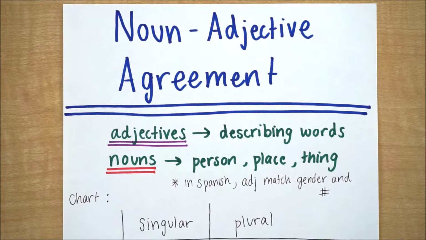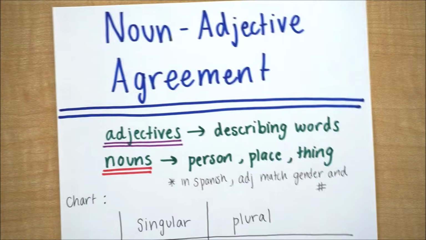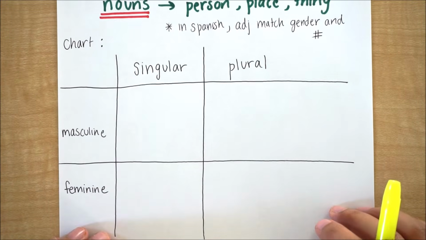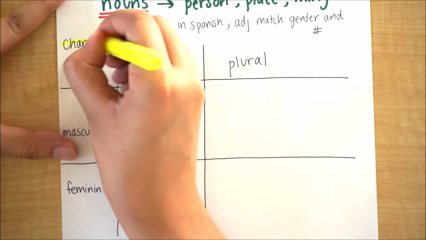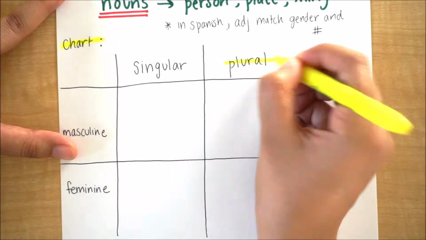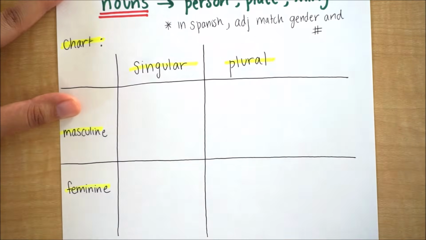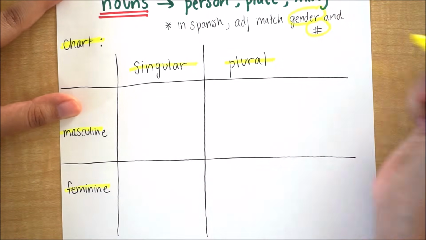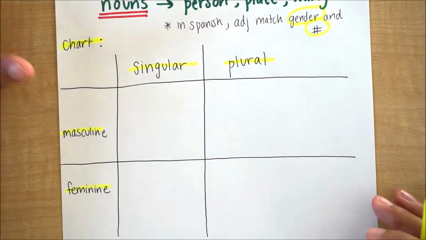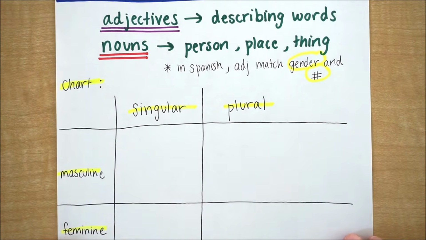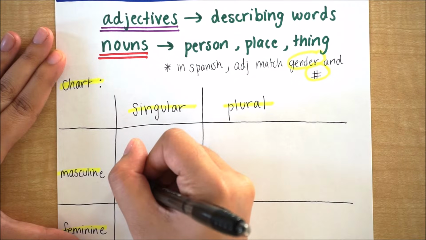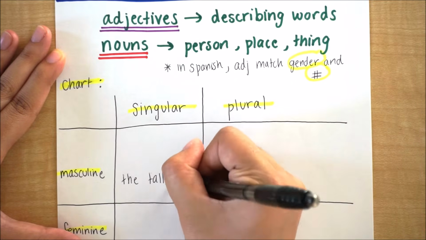So because of this rule, I've created this chart. And this chart is a singular, plural, masculine, feminine chart. And it's really going to help you learn this grammar concept. So they can fall into 4 categories. You can have a noun adjective, which is masculine and singular, or it can be masculine and plural, or it can be feminine and singular, or it can be feminine and plural.